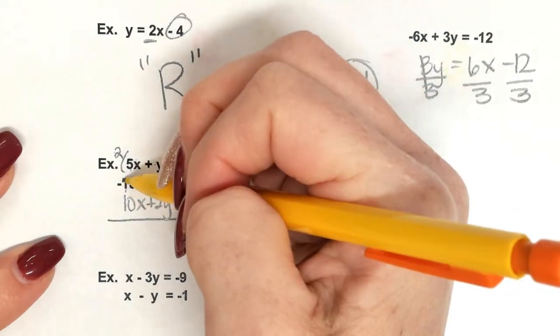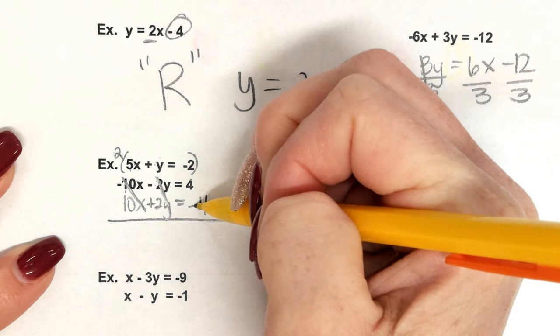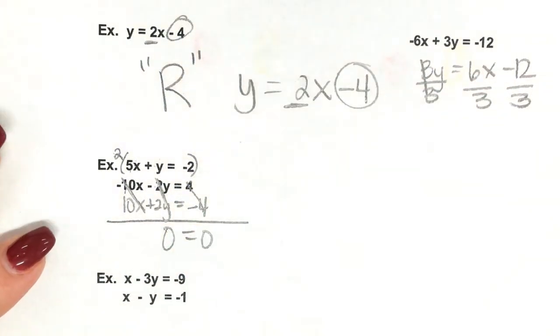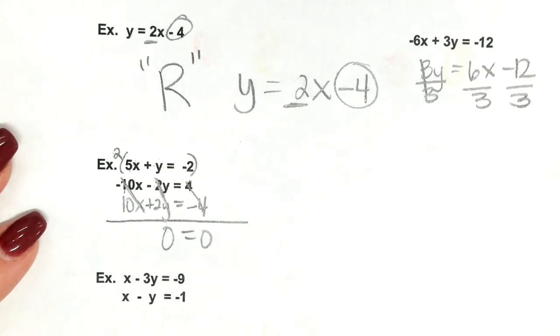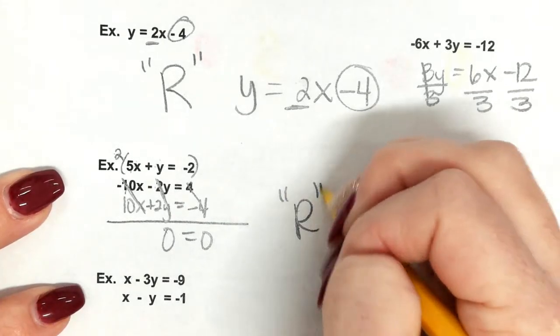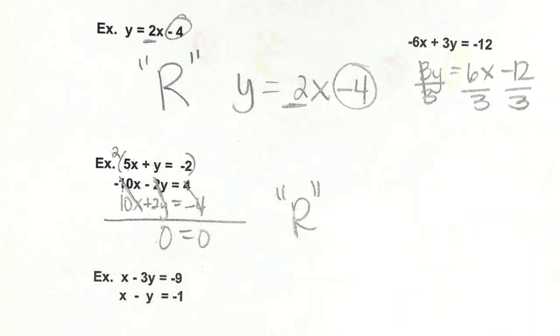Do these cancel out? Yes. Do these cancel out? Yes. What's 4 plus negative 4? So I have 0 equals 0. All real numbers, because that means they're the exact same line. They would have the same slope, same y-intercept. Remember, if it's 0 equals 5, no solution. 0 equals 0, all real numbers.